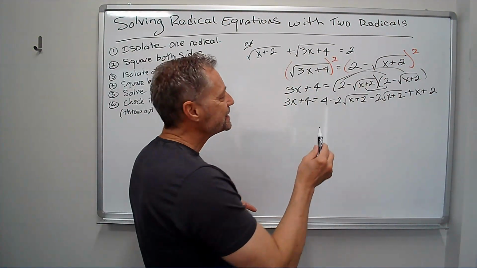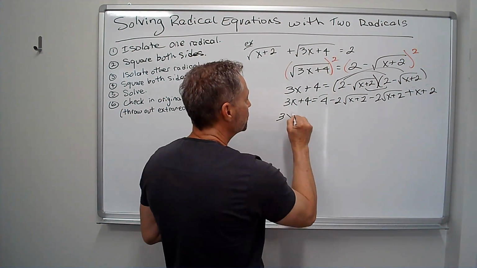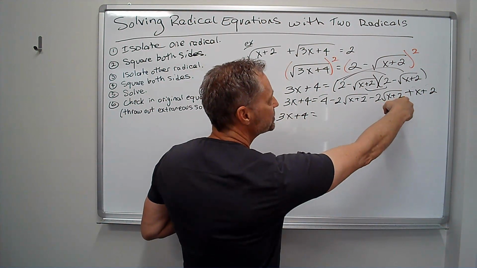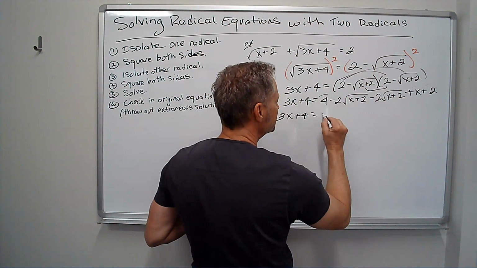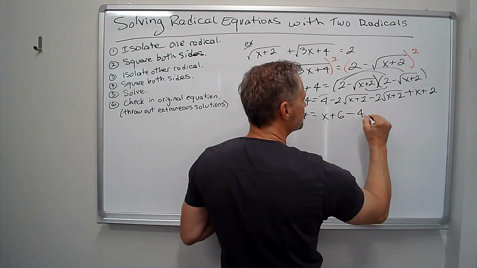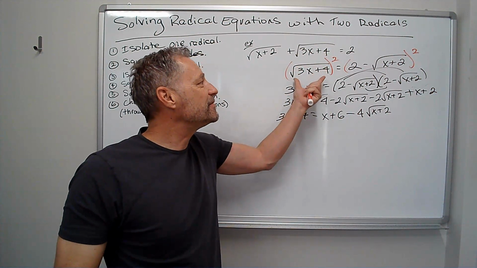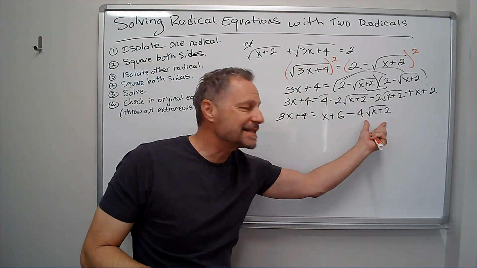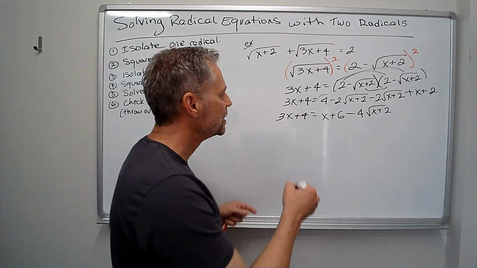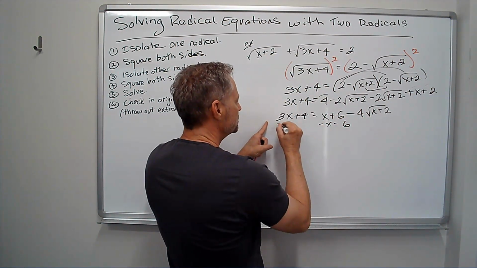All right, combining like terms. So I'm going to combine these and these and these. Well, I don't really combine them all, but you'll see what I mean. So I get x, the 4 plus 2 is 6. So x plus 6, and then minus 4 of these square roots. All right, so I got rid of one of the radicals. Now I'm going to isolate this one and square both sides again. So let's do the minus x minus 6.